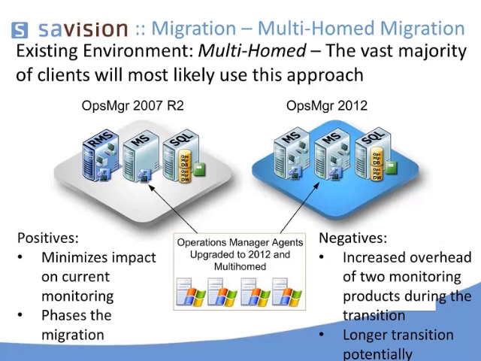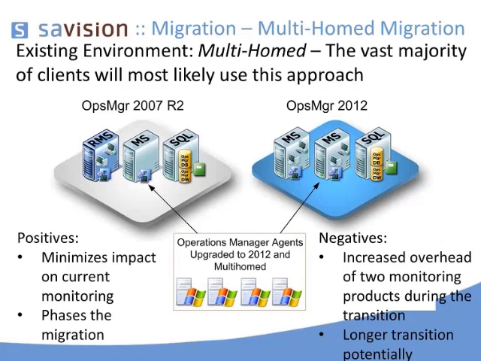So as an example, I've got a client right now where we've got Ops Manager 2007 R2 in production, and from that Ops Manager 2007 R2 environment, we picked a series of agents, and we've actually upgraded those agents to Ops 2012, and we have them reporting to an Ops Manager 2012 environment, as well as the original 2007 environment. So it can be done to put these things coexisting.